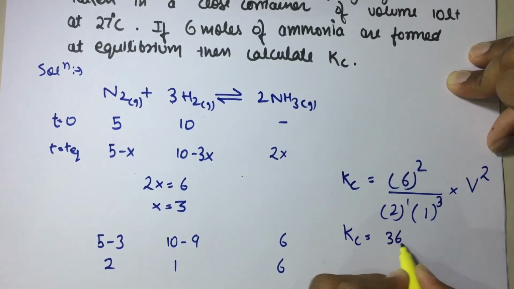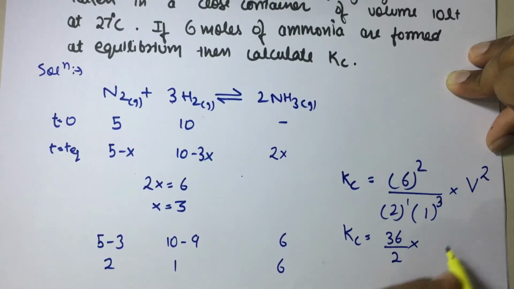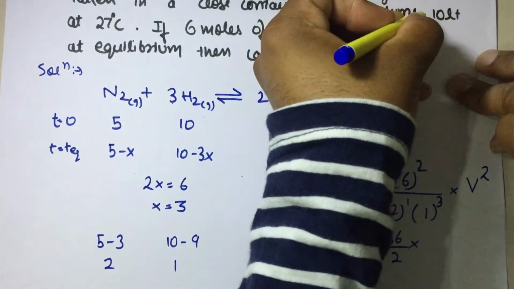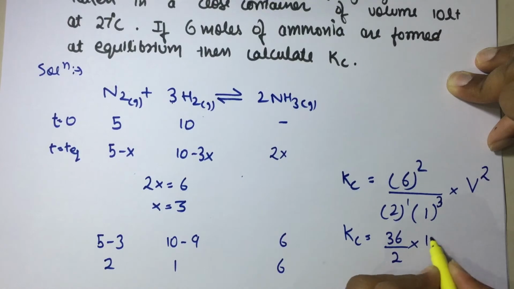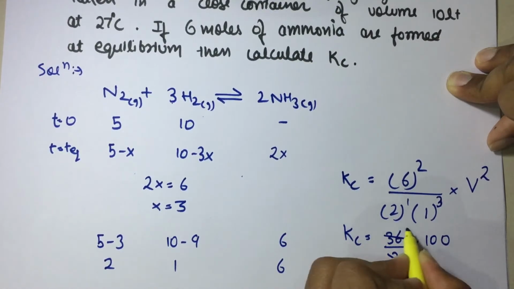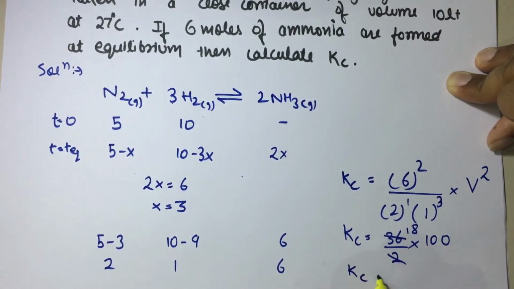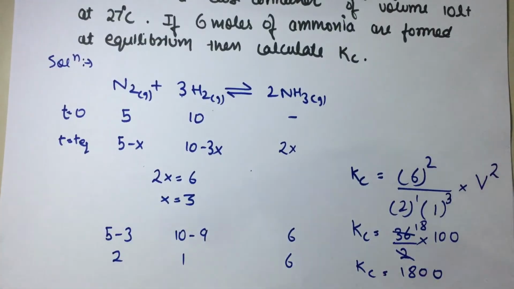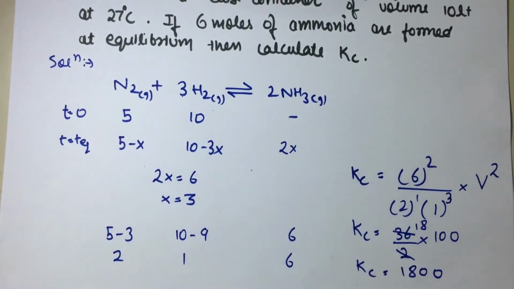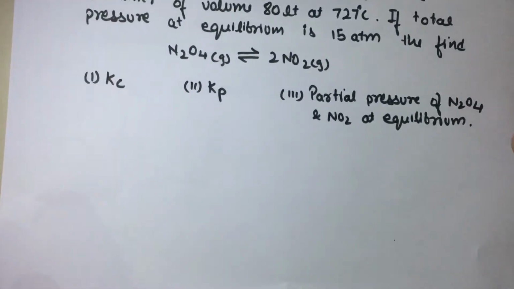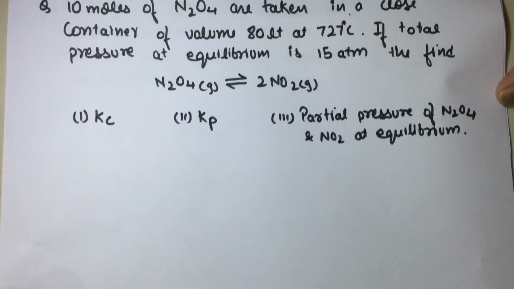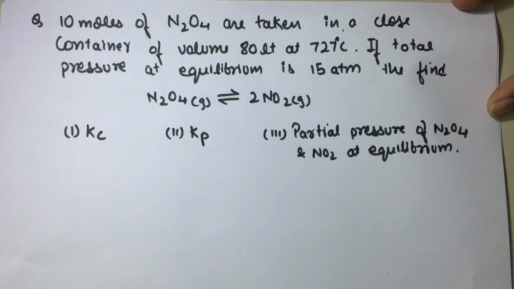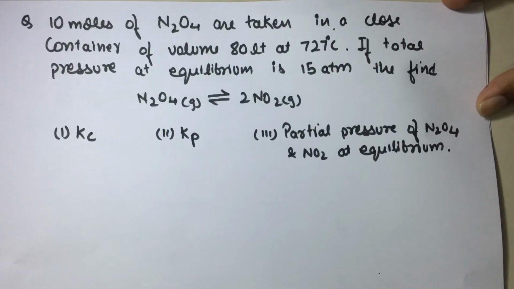Now we just have to solve this equation. It will be 36, and in the denominator we have 2, and here we have volume square. Volume given in the question is 10, so it will become 100. So the answer will become 18, and Kc will be 1800. Is it easy for you all? Now we will do one more important question, a very good question. You have to understand each and every concept asked in this question.